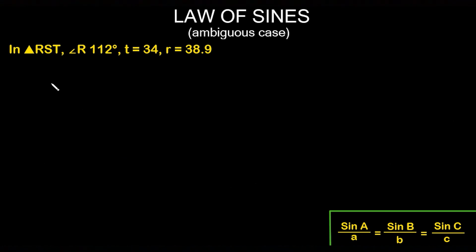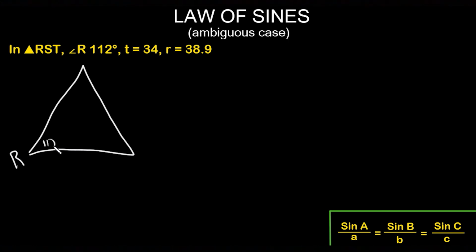We have triangle RST. So again, I'm going to put this in the same orientation that I showed you at the beginning. So I'm going to say here, angle R right here, and that's going to be 112 degrees, okay? That means this has to be side R, which is 38.9, okay? And as a result, this will be side T, which is 34. Okay, so again, this will be angle T, and this will be angle S, okay? There's all of our information. Now all we have to do is solve it just like we would using the law of sines and then check at the end, okay?